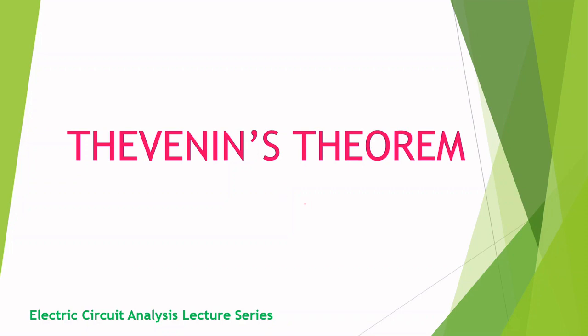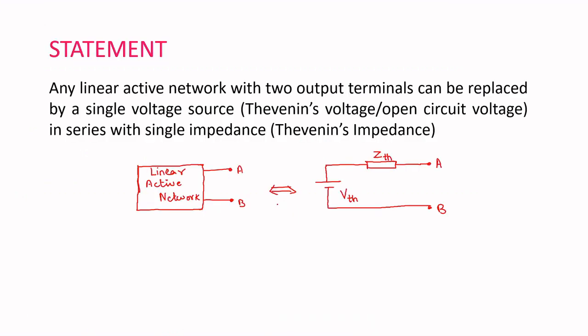Students, in this video we will be looking into Thevenin's theorem, which is one of the most famous theorems in circuit theory. So here is the statement. Any linear active network with two terminals can be replaced by a single voltage source in series with a single impedance. So here is the pictorial representation of Thevenin's theorem.